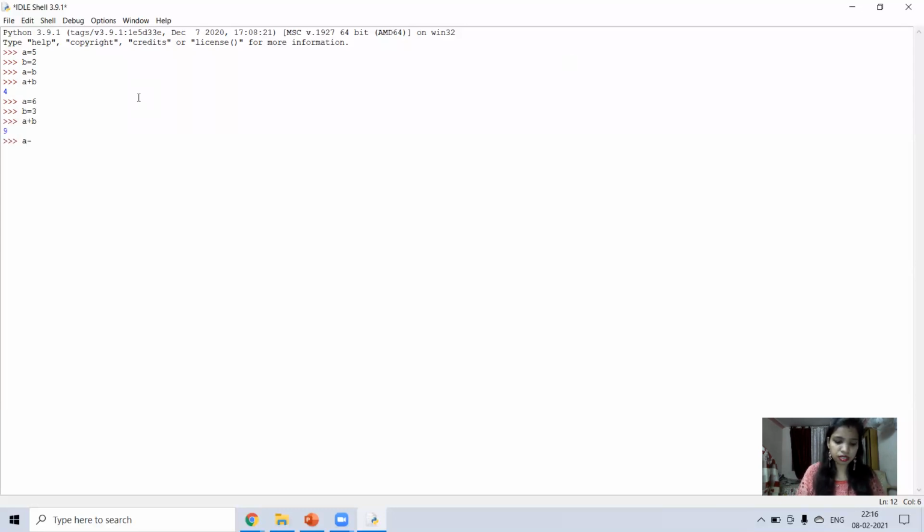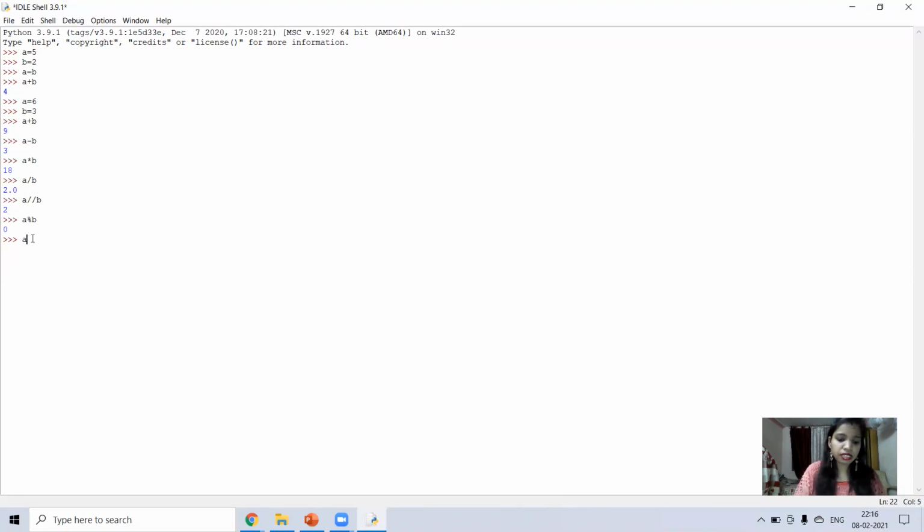a minus b, 6 minus 3 is 3. a multiplied by b, so 6 into 3 is 18. a divided by b, so 6 divided by 3 is 2. For a double slash b, it will be only 2, because the normal division gives 2.0, but I don't want any floating number, I want only the whole number. Now a percent b means remainder. If we divide 6 by 3, there is no remainder, so the answer is 0.